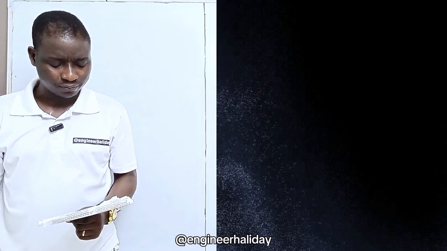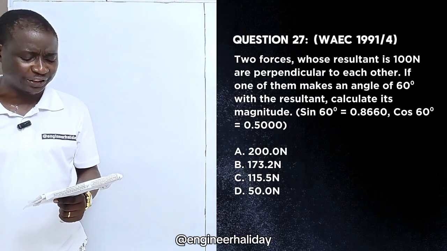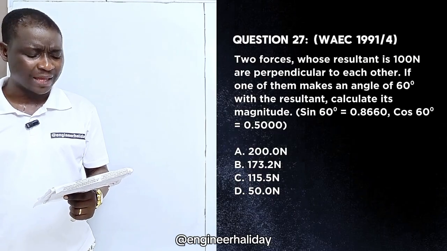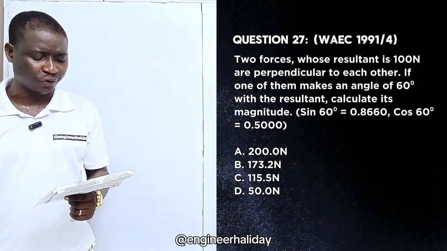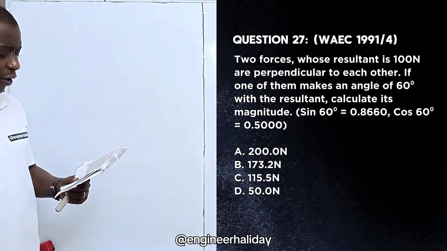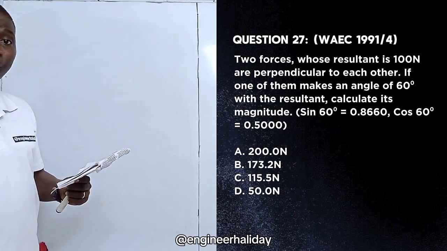Now number 27, part 7. It said two forces whose resultant is 100 Newton are perpendicular to each other. If one of them makes an angle of 60 degrees with the resultant, calculate the magnitude. They gave us sine 60 to be 0.866 and cos 60 to be 0.5.